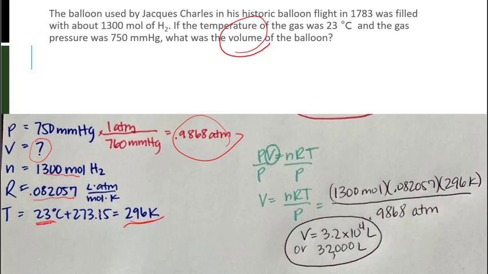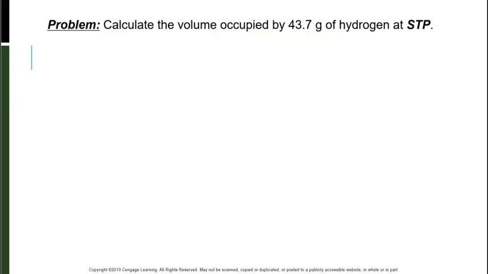Make sure you convert it to Kelvin. Using PV equals nRT to solve for V, I divided both sides by that P to get V by itself. nRT divided by pressure. There's my n, there's my R, there's my T, all divided by the pressure that I found. And I was limited by 2 significant figures thanks to my moles, so 3.2 times 10 to the 4th liters, or 32,000 liters. This one might stump you a little bit.